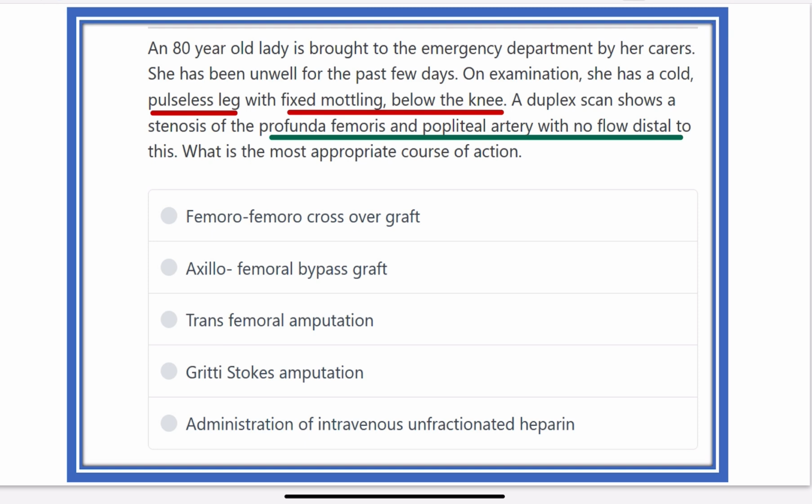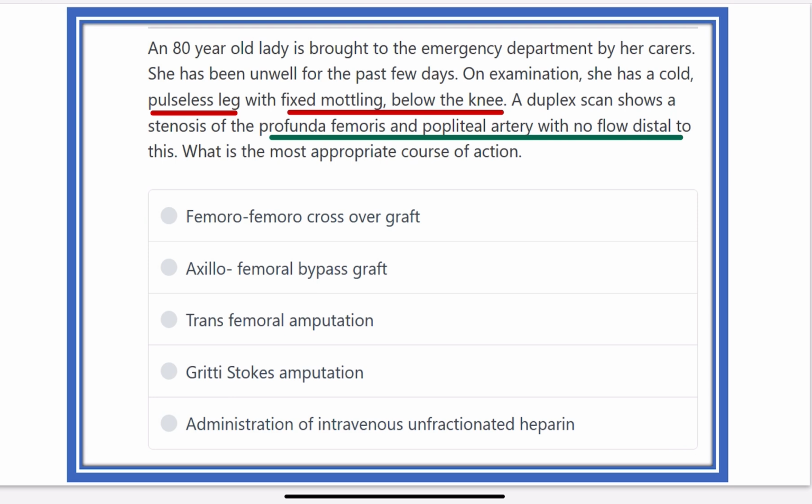So the patient presents with a pulseless leg, that means there is no pulse, and fixed mottling, that means the death of the limb below the knee. On the investigation, which is the duplex study, it shows profunda femoral artery stenosis and popliteal artery stenosis, and there is no distal flow. So what may be our course of action for saving the life of the patient?